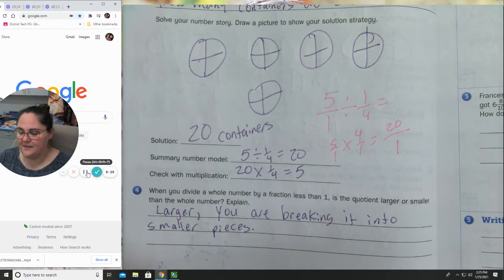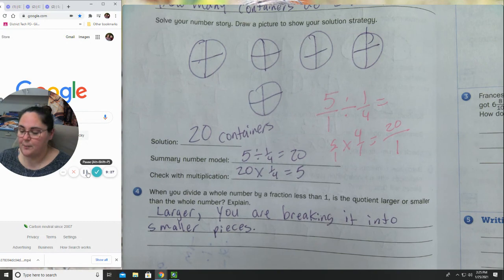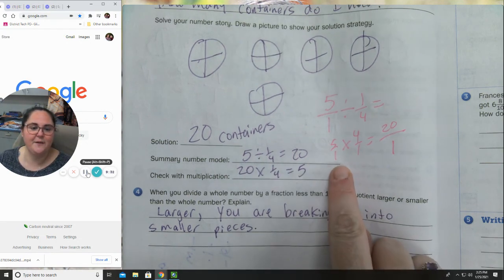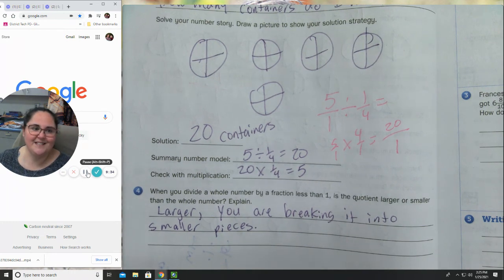We're going to continue to work on this, especially next quarter. Please try your very best. Remember the tricks that I've taught you. That keep, change, flip is going to be awesome. So use that to help you.